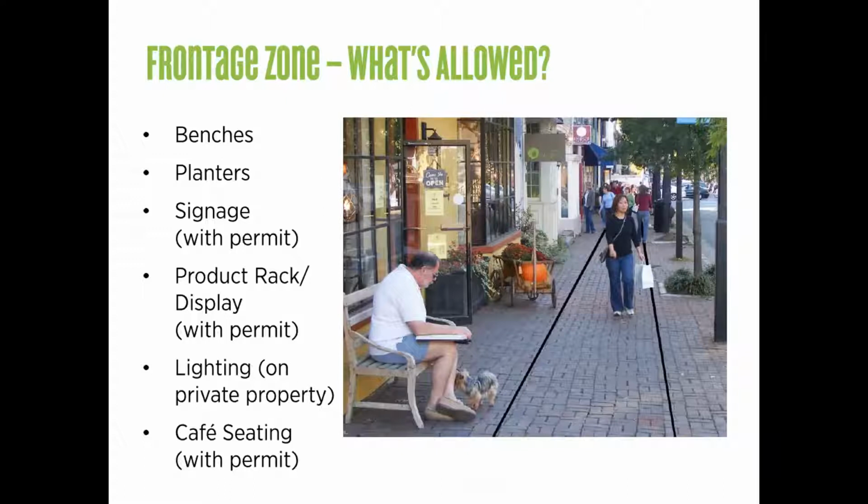You could also have planters, signage. You can have a product rack or display with a permit. Lighting is also super important here, lighting the front of your business as well as the windows you might have. We'll talk a little bit about that later. And then cafe seating can be in this area if you have ample space for it.